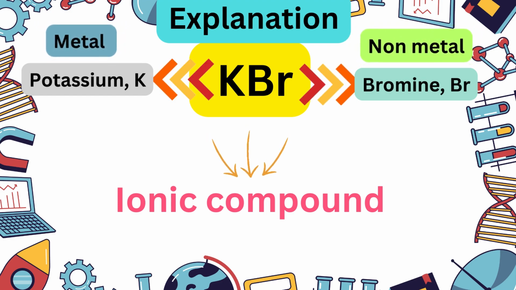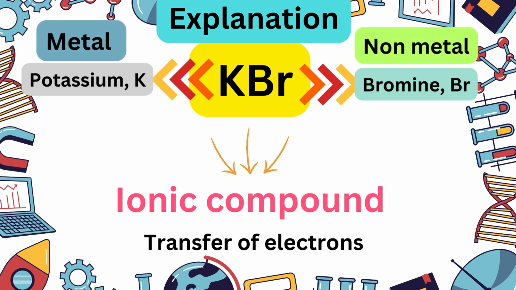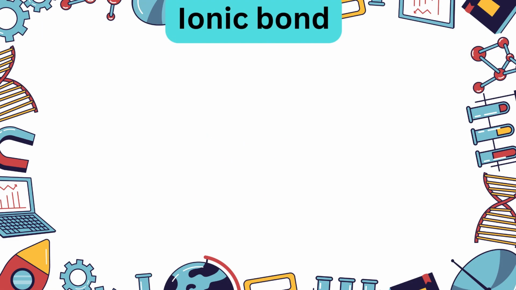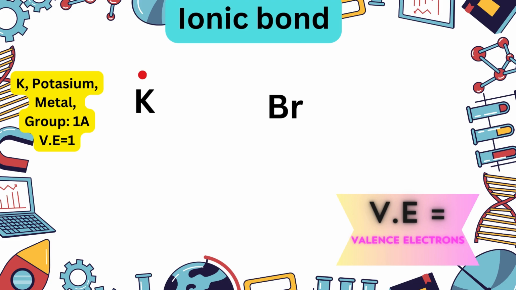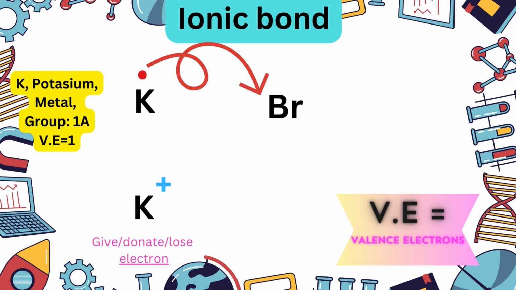Ionic compounds are made by transfer of electrons. First, we will write the Lewis dot structures of both potassium and bromine, and then we will see how many electrons are transferred. Potassium has one valence electron as it belongs to group 1A, so it will give one electron to bromine and will become +1, a cation. On the other hand, bromine will take that one electron from potassium.